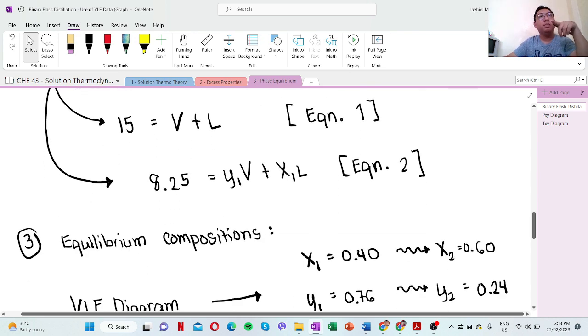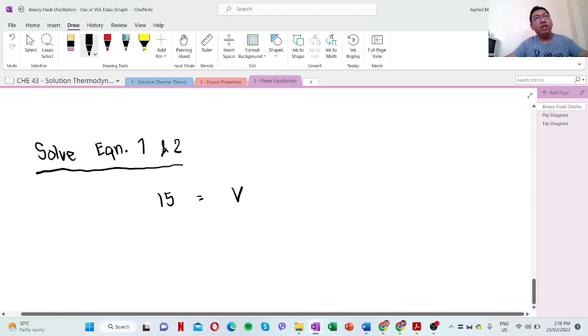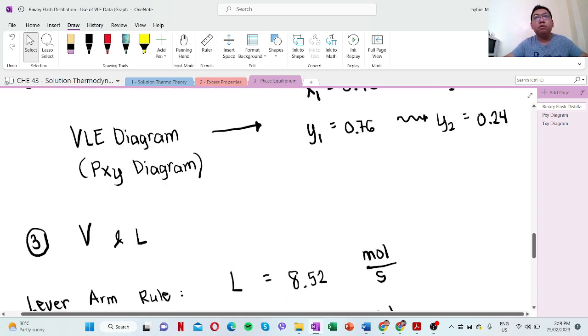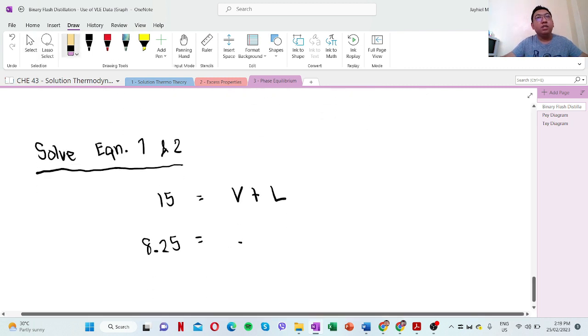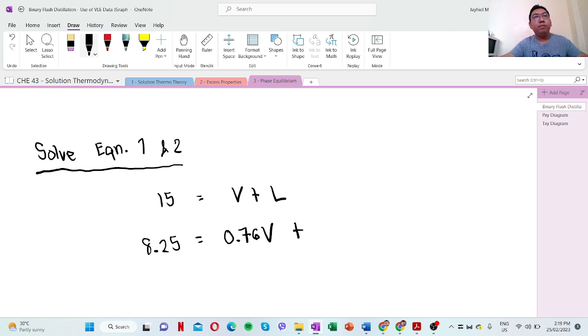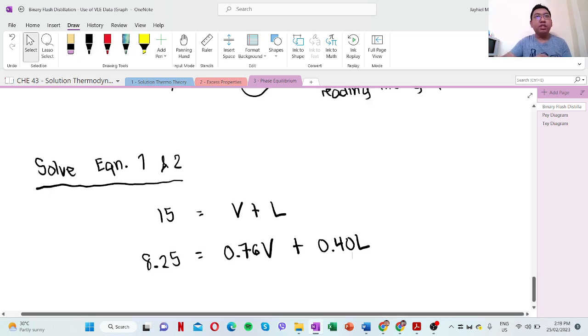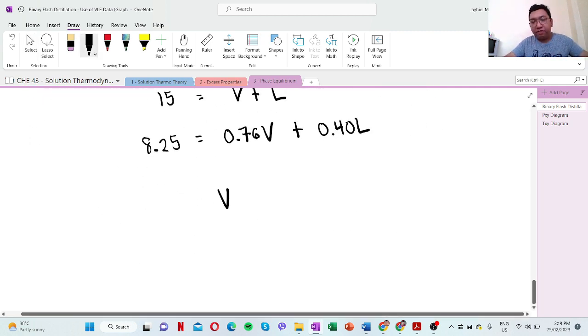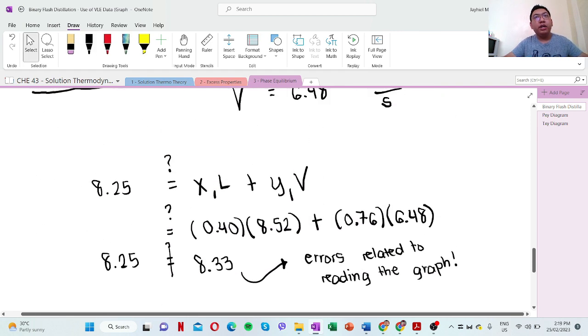So for this one, I will just substitute. So we have here 15 is equal to V plus L. And then 8.25 is equal to 0.76V, so I'm now using the equilibrium compositions that I read in the PXY diagram, plus 0.40L. So you can use your equation tool in your calculator. 15, 0.76, 0.40, 8.25. So my answer for the V is 6.25. So the one that I got here is 6.48.